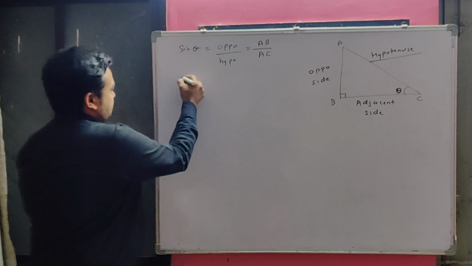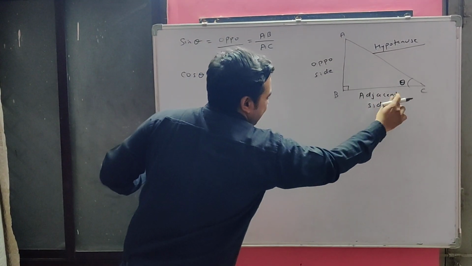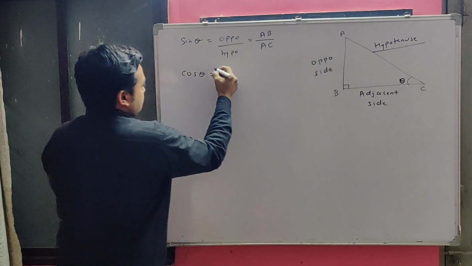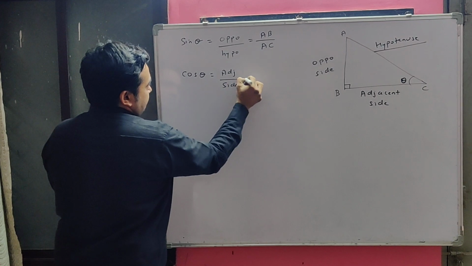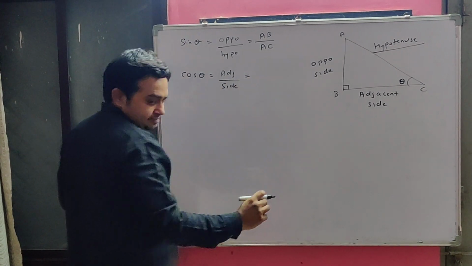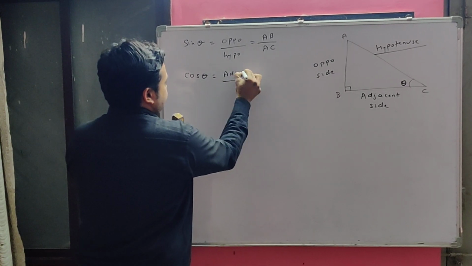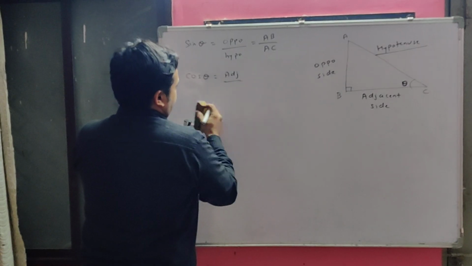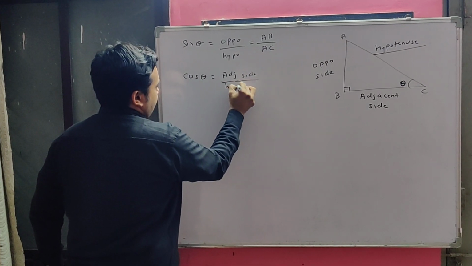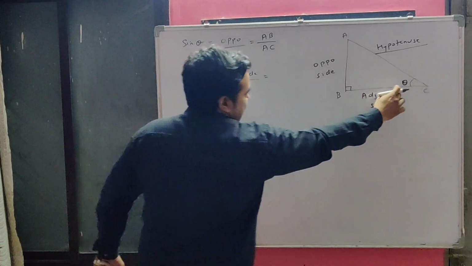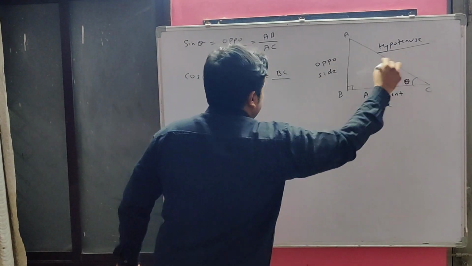Other trigonometry function is called as the cos theta. Definitely the formula for cos theta will be adjacent side upon hypotenuse. So it will be adjacent side upon hypotenuse. So definitely for this, adjacent side is this, it will be BC upon AC.